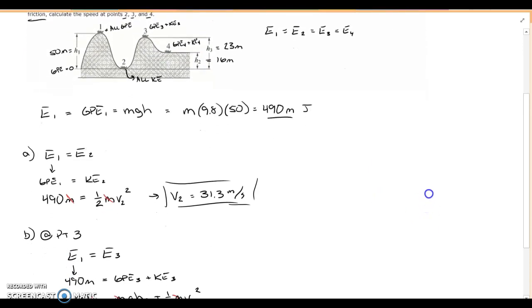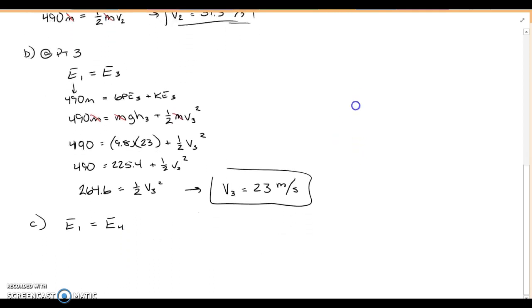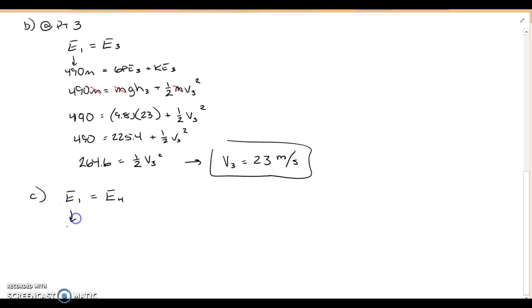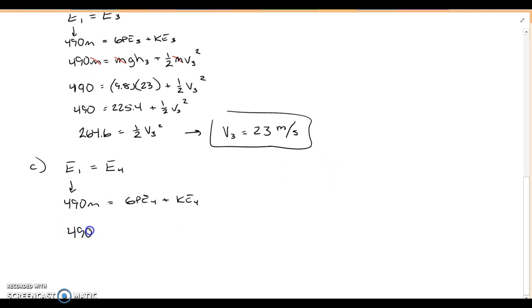And finally, we can do the same steps for point 4, part C. We can use the same energy that we started with at position 1 and set it equal to the energy at position 4. And we can really, if we know the velocities, do the same thing for positions 2 or 3. And again, that's 490 times the mass. And at position 4, we have the GPE at 4 plus the kinetic energy at 4. It has height, so it has GPE, and it has speed, so we have KE. Plug in the values I know. That's going to be mg, the height at 4, plus 1/2 m, the velocity at 4 squared.